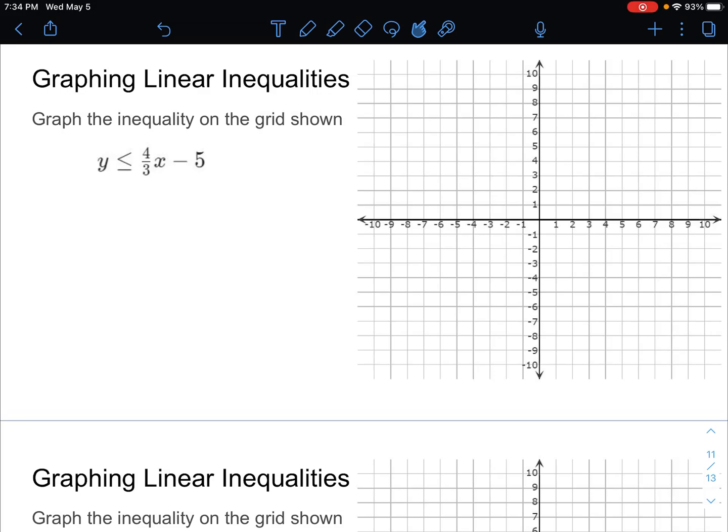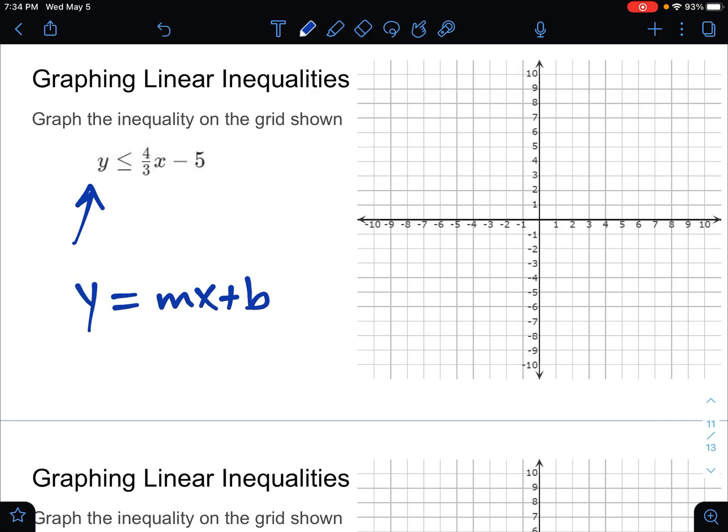Here are some examples of how to graph a linear inequality on a coordinate grid. The first one is pretty nice because it's already got y by itself, and also the equation is easier to graph. We want to think of it in y equals mx plus b form, and then we're just going to shade either above the line or below the line.